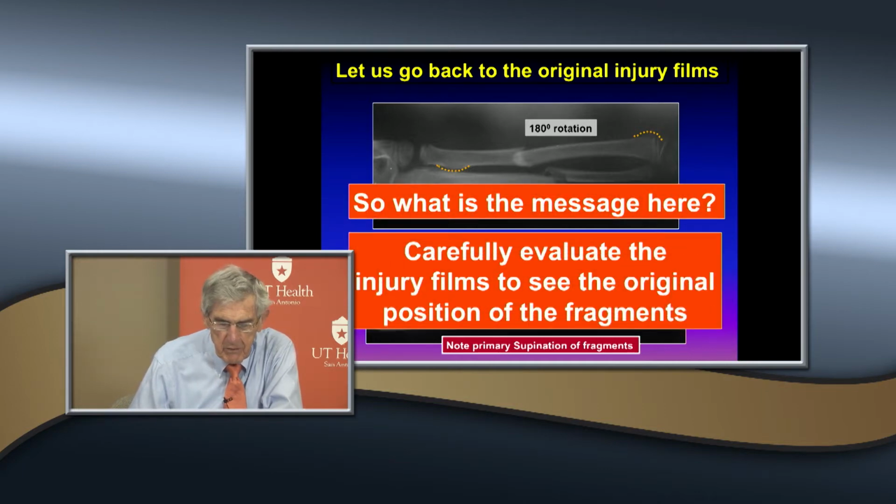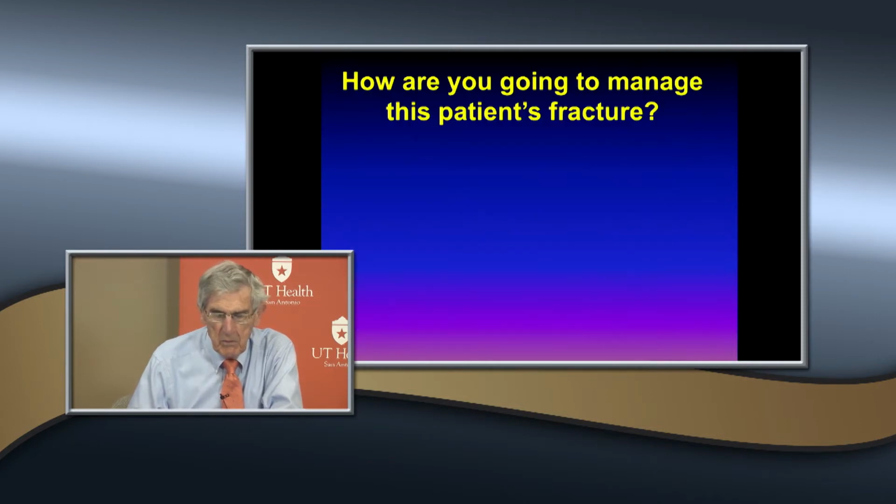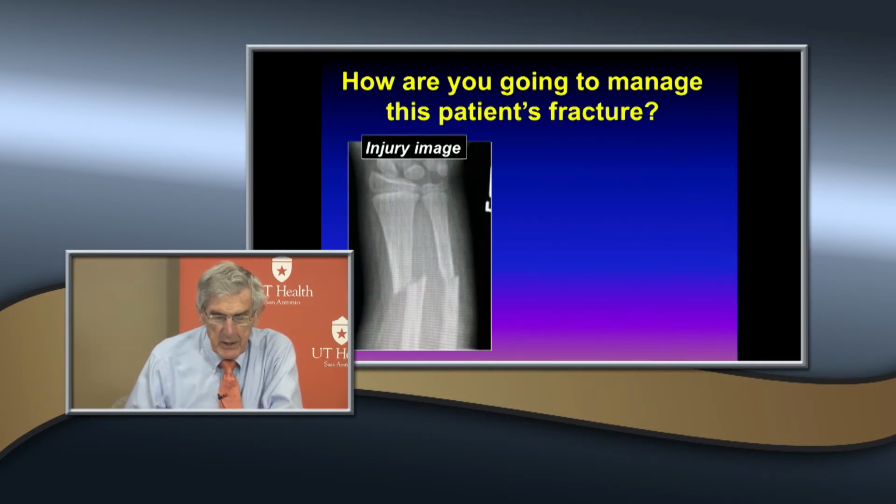So carefully evaluate to see the original position of the fragments. That may give you a clue what you have to do. Remember, that proximal fragment is the king fragment, and you have to take the distal fragment and bring it to that. So here you got this patient.